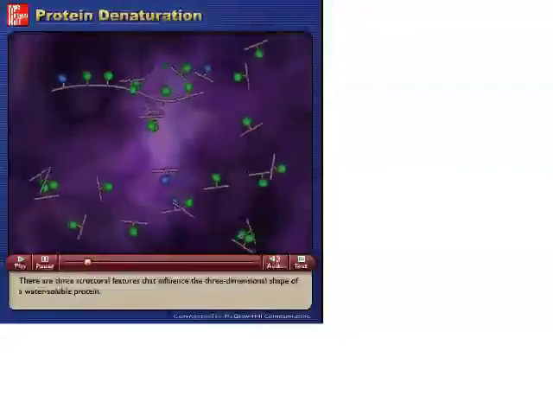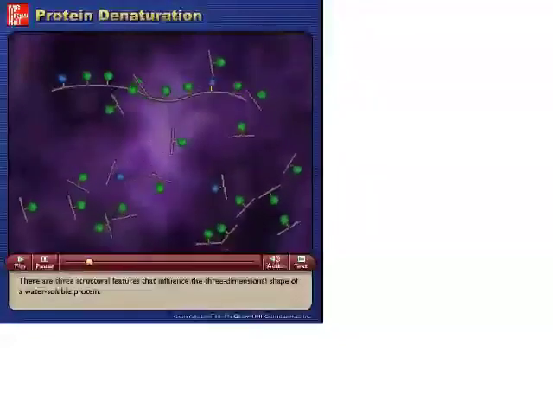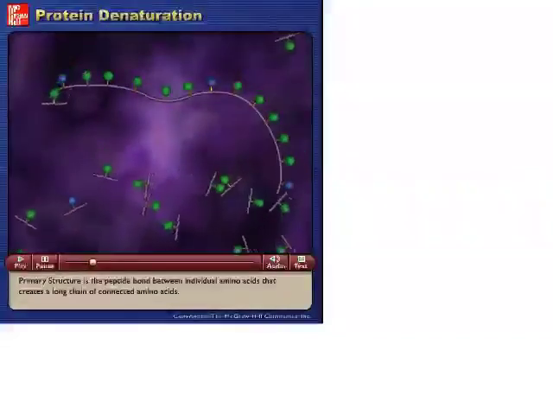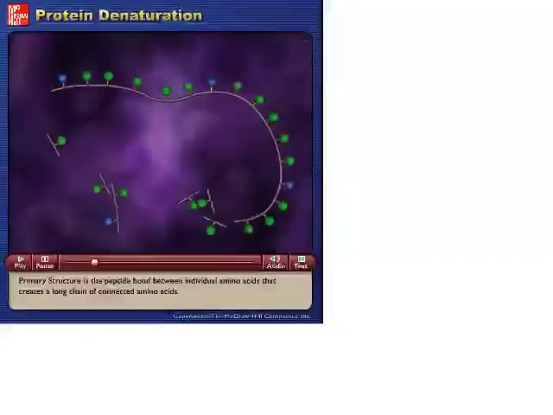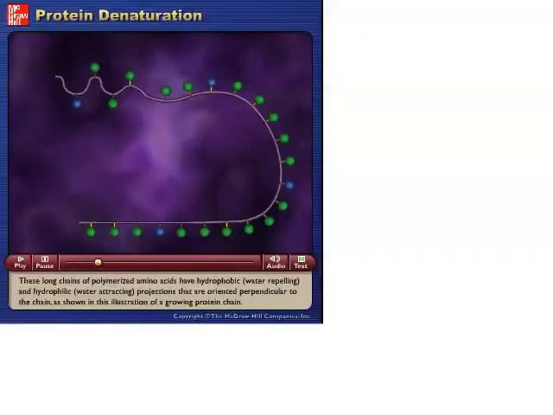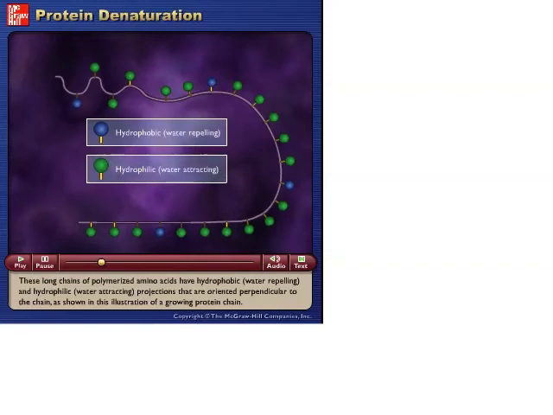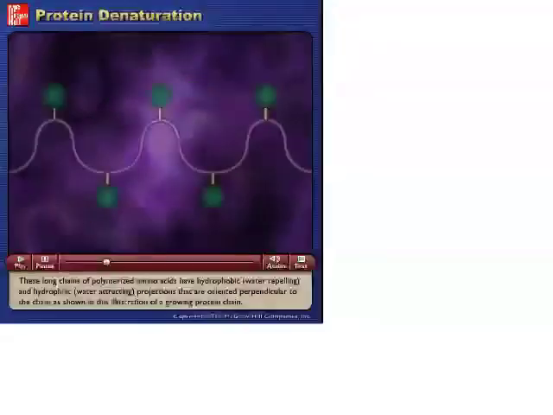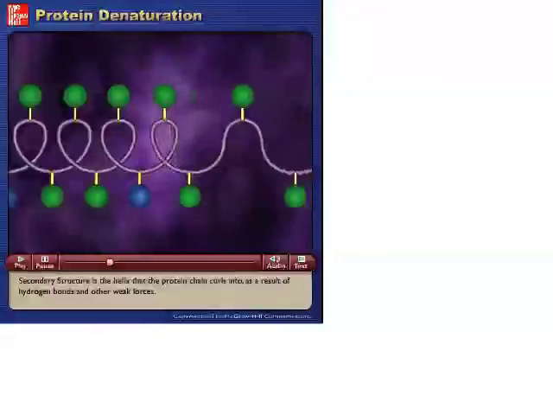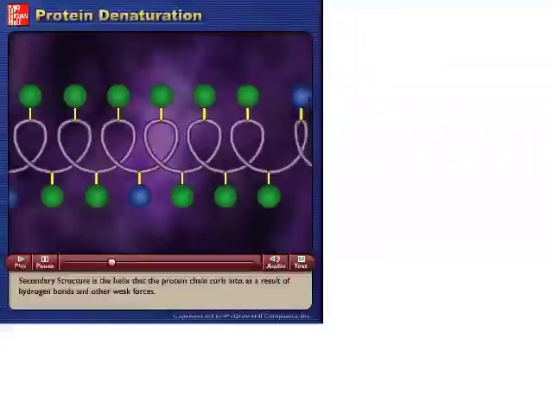There are 3 structural features that influence the three-dimensional shape of a water-soluble protein. Primary structure is the peptide bond between individual amino acids that creates a long chain of connected amino acids. These long chains of polymerized amino acids have hydrophobic, water-repelling, and hydrophilic, water-attracting projections that are oriented perpendicular to the chain, as shown in this illustration of a growing protein chain. Secondary structure is the helix that the protein chain curls into as a result of hydrogen bonds and other weak forces.